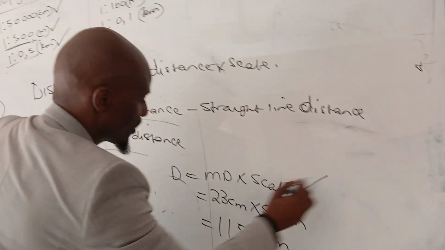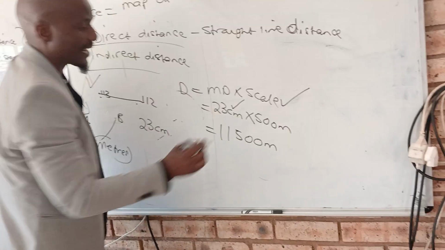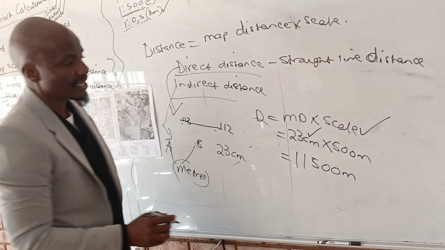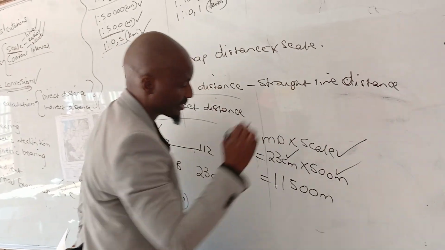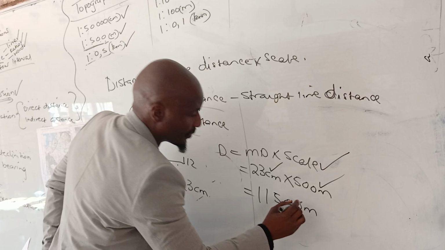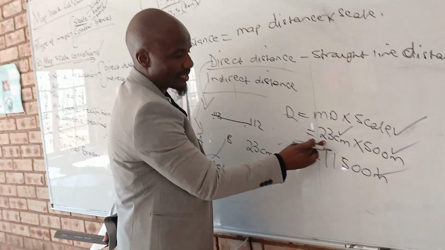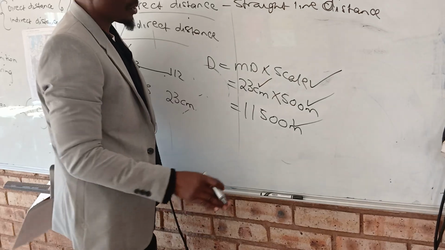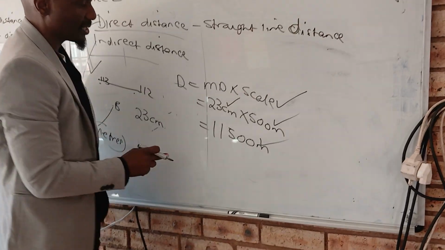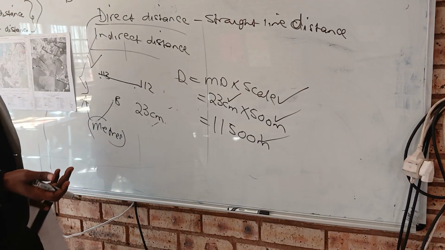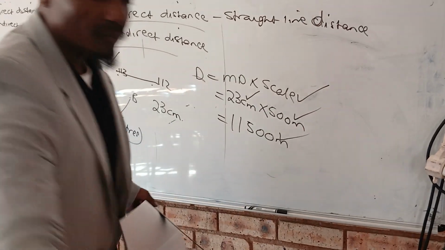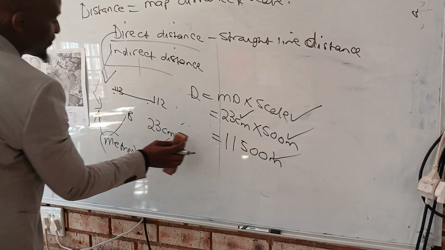From the formula, your map distance, make sure you write the correct units of measurement, and also for the scale that you're using, and also your answer, the correct unit of measurement. If you just write it as 23 multiplied by 500, then it's wrong. Make sure you write the correct unit of measurement. If, let's say, I'm supposed to write my answer in kilometers, I'll do the same thing as well.